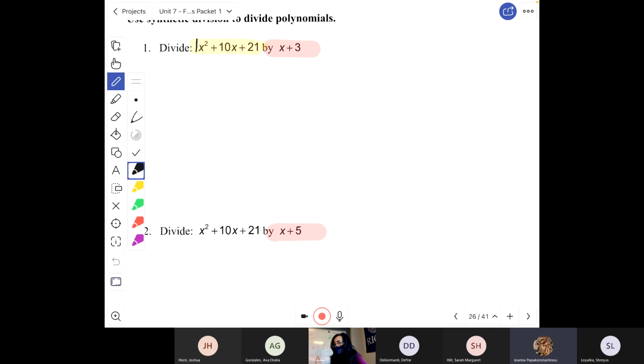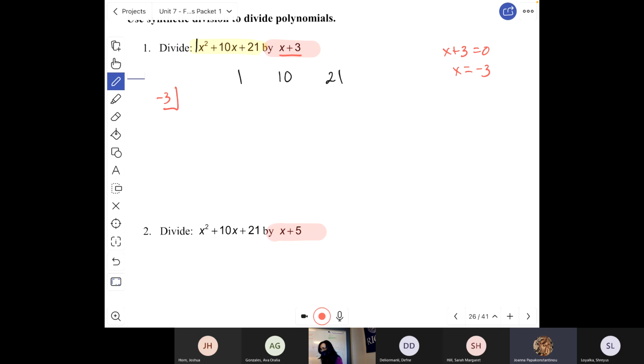What you're going to do to set up synthetic division is write all the coefficients of your dividend. So what are my coefficients? 1, 10, 21. That's why if you are missing a power of x, you must put a 0, or your synthetic division is wrong. It just will be wrong. There's no way for it to be right. Okay? Now, my divisor, what I'm dividing by, is x plus 3. Set that equal to 0 and solve for x. What is x? x is -3. So in a little tray, I'm going to put -3 because that's what I'm dividing by. Then I'm going to draw a little bar, and I'm going to perform synthetic division.